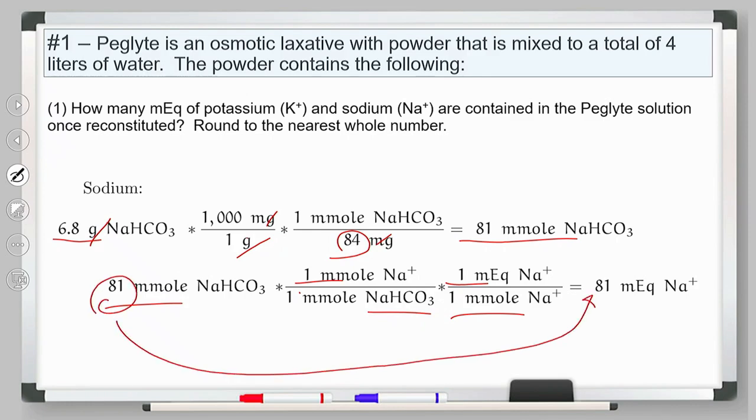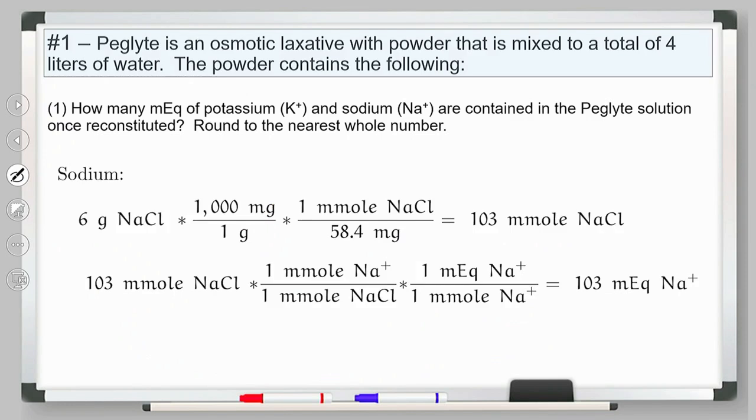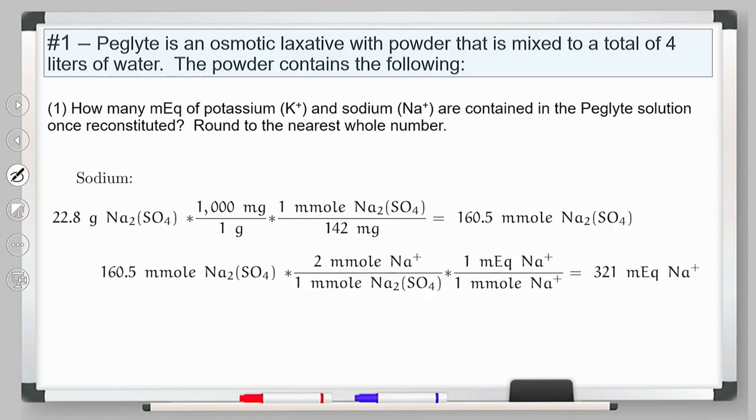So as long as there's only one of those ions and the charge is 1, then the number of millimoles is equal to the number of milliequivalents, all right? And you can see that's the same way with sodium chloride, because it's 1 sodium for every 1 sodium chloride. Well, the only thing that gets different, if you want to practice on this, is the sodium sulfate. Let's look at the formula there. It's different because there are 2 sodiums in the parent molecule.